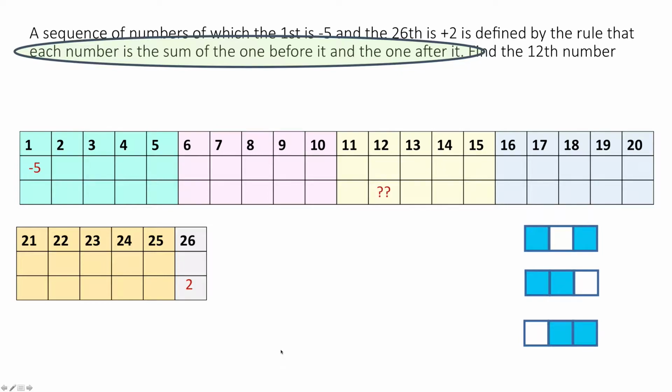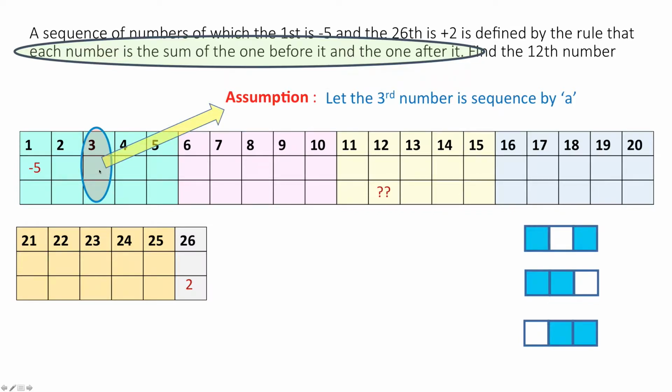Let's assume that the third number in the sequence is A, which means we are assuming this particular value here is A. Now, as soon as you make the assumption, your mind will think, wow, what's the point in bringing in A? I don't know how I will find the value of A, and whether or not it will take me to the 12th value. Overcome all those doubts and show the courage in making the assumption.